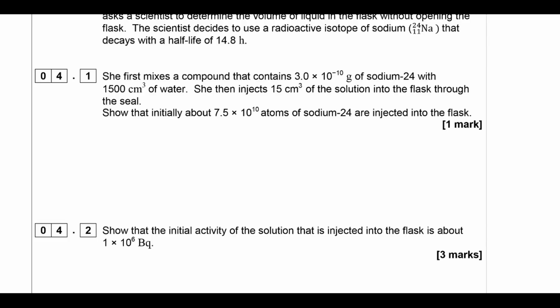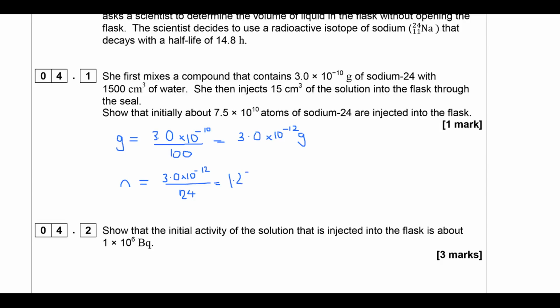So first of all, we can work out how many grams are injected. So there's 3 times 10 to the minus 10 grams in 1500. So in 15, there's going to be that divided by 100. So there's going to be 3.0 times 10 to the minus 12 grams in there. So now we can get the number of moles by dividing that by the atomic mass, which is clearly 24 grams per mole. So let's do that. So 3 times 10 to the minus 12 divided by 24 gives you 1.25 times 10 to the minus 13 moles. But we want atoms, so we need to get this number multiplied by Avogadro's number.